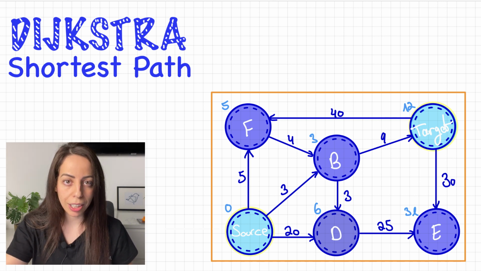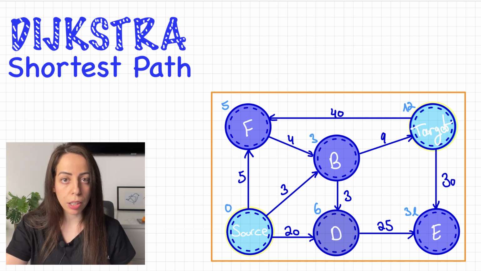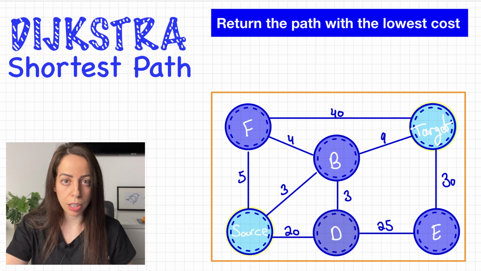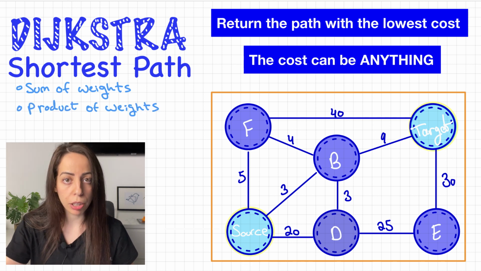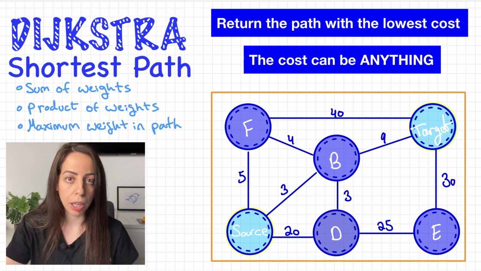And this is where things get interesting. If the problem can be represented as a weighted graph, either directed or undirected, and you are asked to return the path with the lowest cost, then you should consider Dijkstra. Now the cost can be anything. It can be the sum of weights like in obvious shortest path problems, but it can also be the product of weights or the maximum weight in the path, or any other creative definition you can think of.